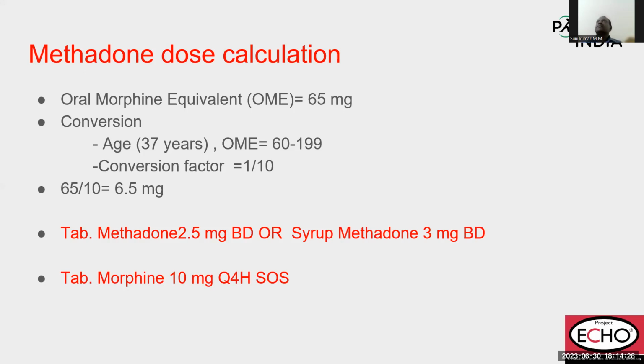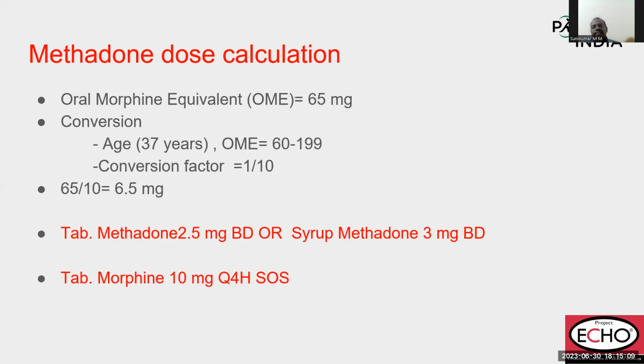And with methadone, morphine is not given four hourly regularly. Here you can see tab morphine 10 milligram Q4H on an SOS basis. If you prescribe morphine alone, then you would write tab morphine 10 milligram Q4H. Here it is 10 milligram Q4H SOS. That means, suppose you give the patient methadone 2.5 milligram in the morning, and at that time you ask the patient, "Do you have pain?" Patient says, "Yes, I have pain." So you will give tab morphine 10 milligram.